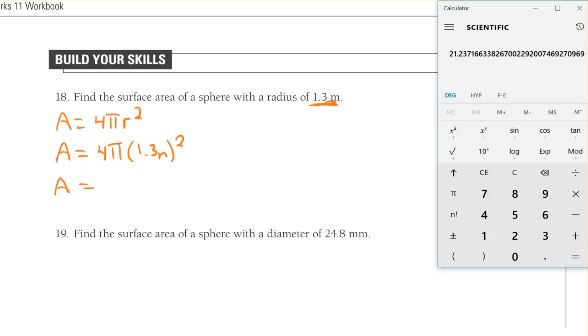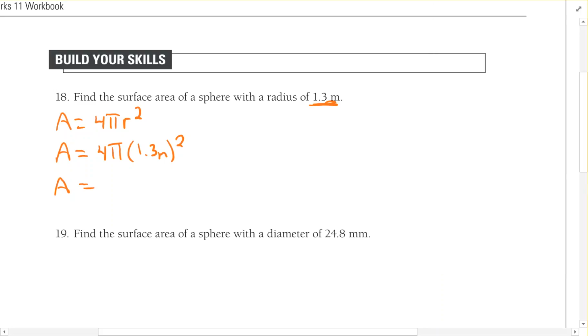So my answer is 21.24, or 21.2 meters. And it's a surface area, so meters squared are my units. Okay, that's it.